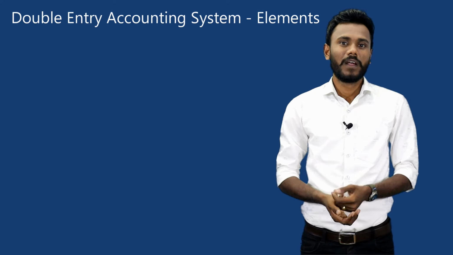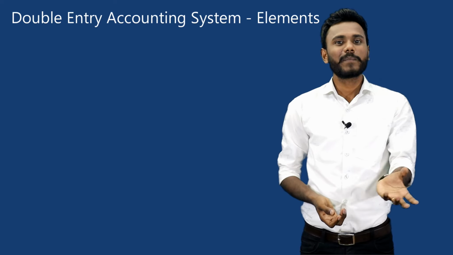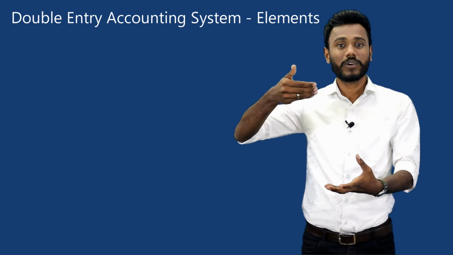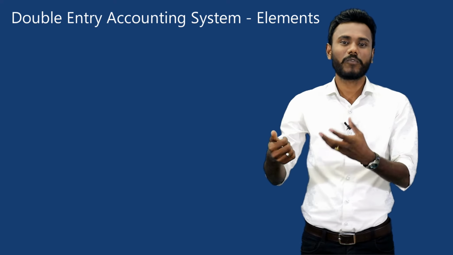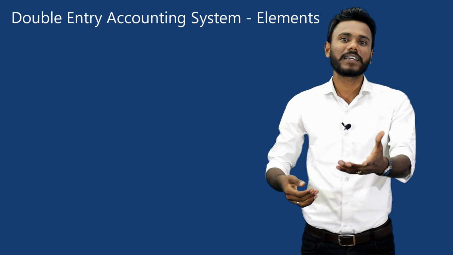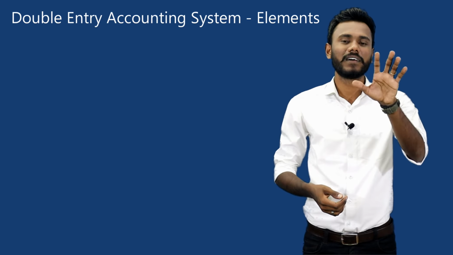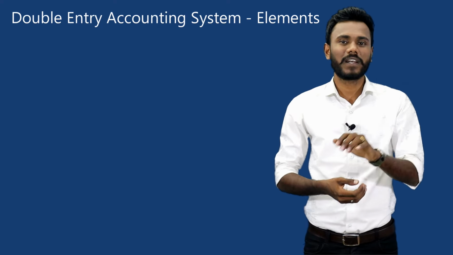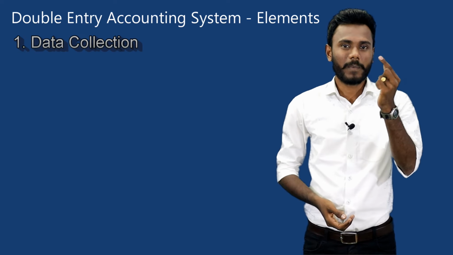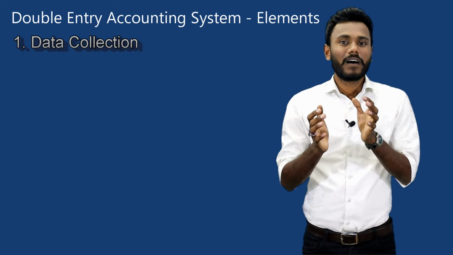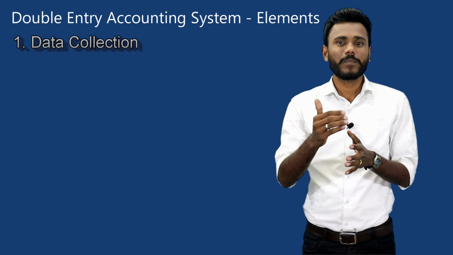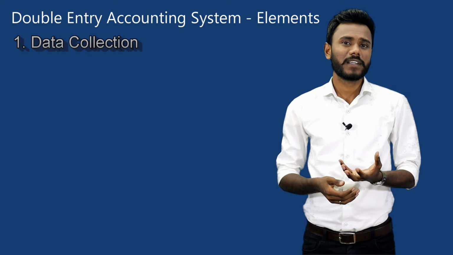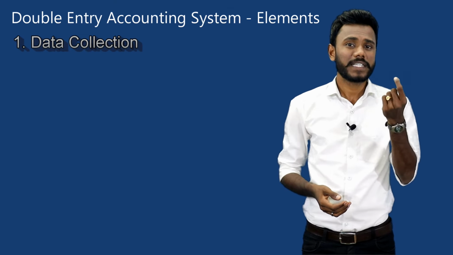Of course, debit and credit can be named differently when we discuss the classification of accounts, namely personal, real and nominal. At that time we'll discuss debit and credit once again. But now we'll understand the basic principal elements of the double entry accounting system. The number one element is data collection. In the double entry accounting system, if you want to maintain books of account, first you need to collect the data. So the first element is data collection.